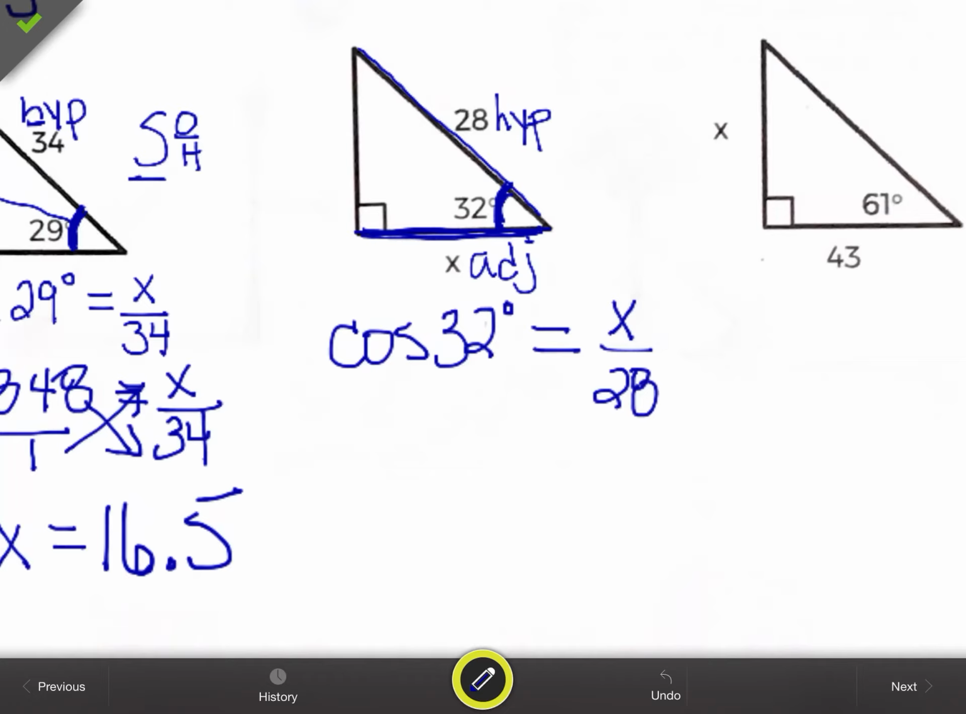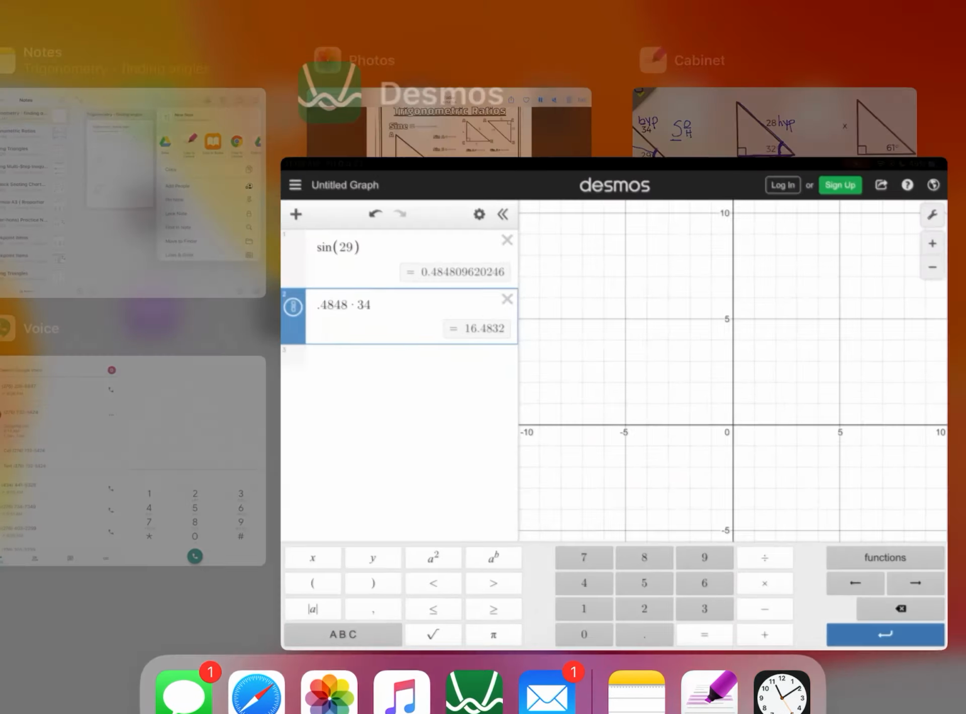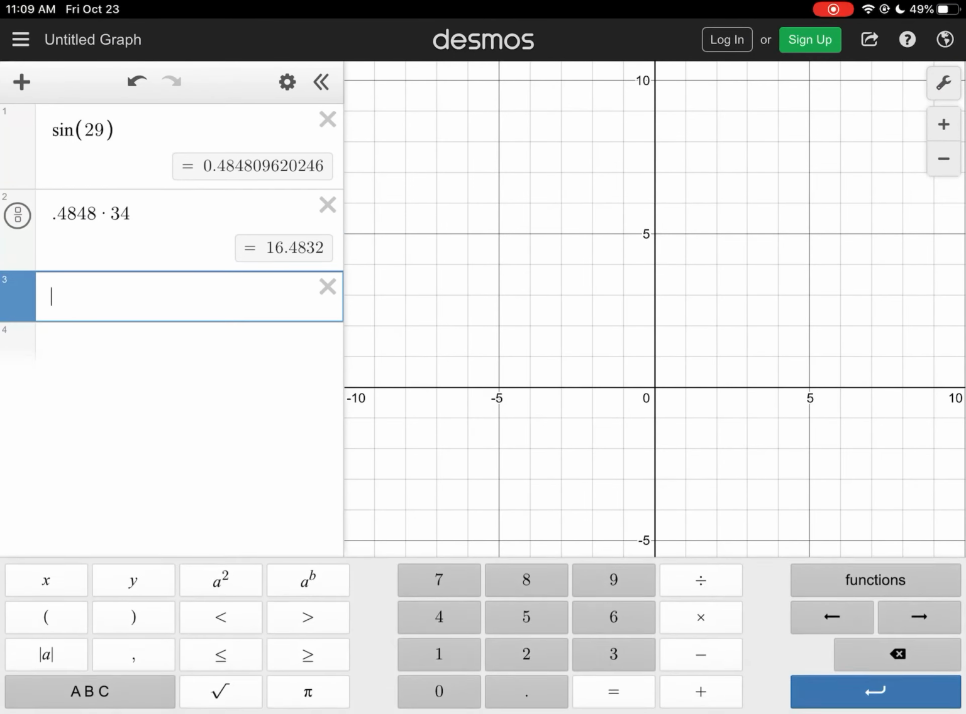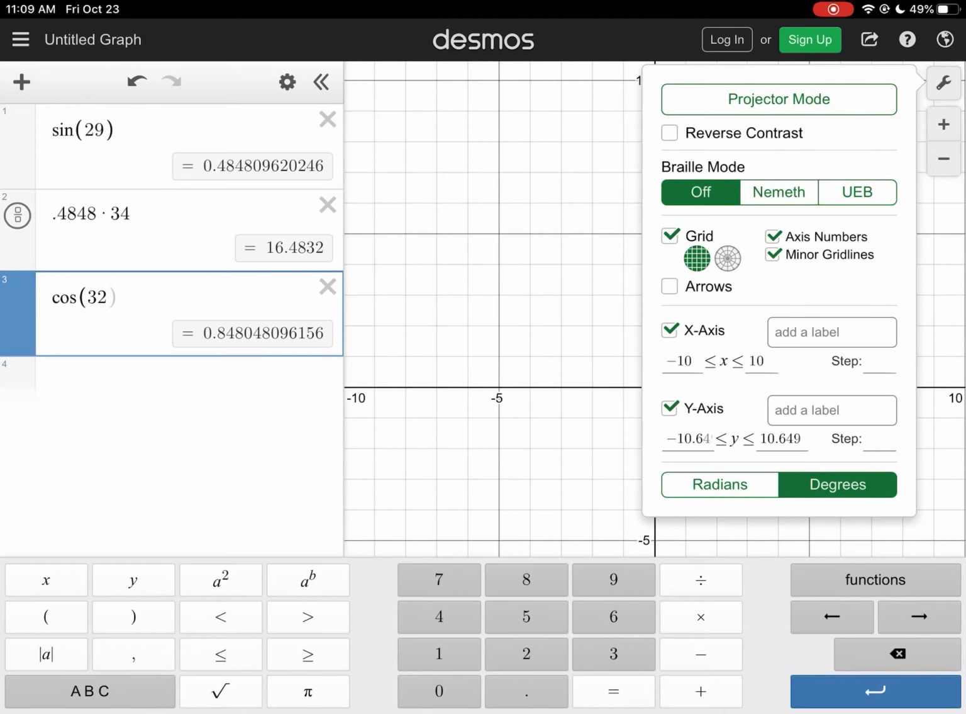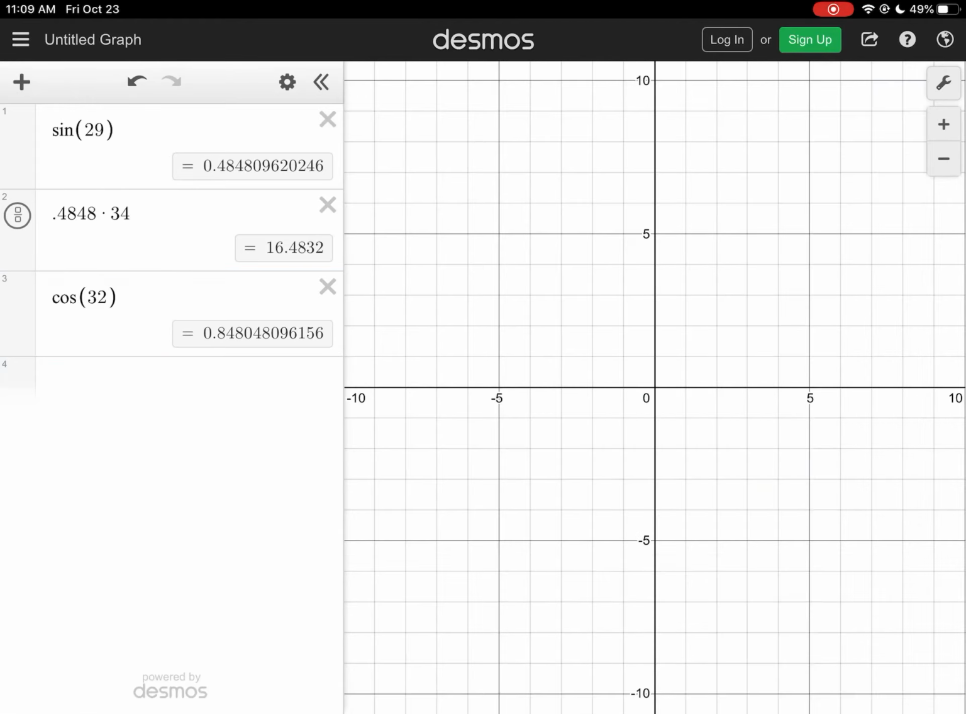So that's done. Now it's just a matter of simplifying this. Again, I cannot solve an equation when I have a word in it. So go to Desmos. It is cosine, so hit functions, hit cosine. What's my angle? 32 degrees. Okay. I make sure that I'm in degree mode because if I'm in radian mode, it's going to give me the wrong information and then I'm going to get the wrong answer and not realize it. So again, when you do these, go 4 out.